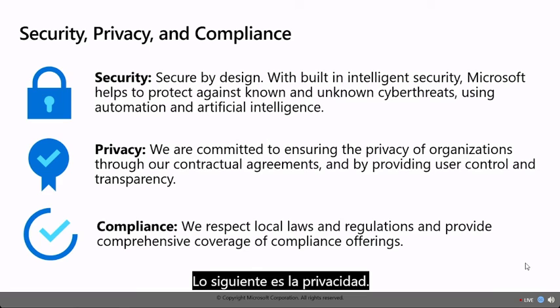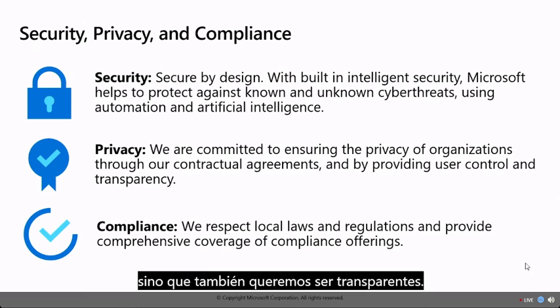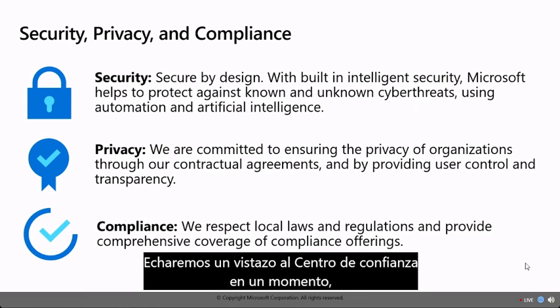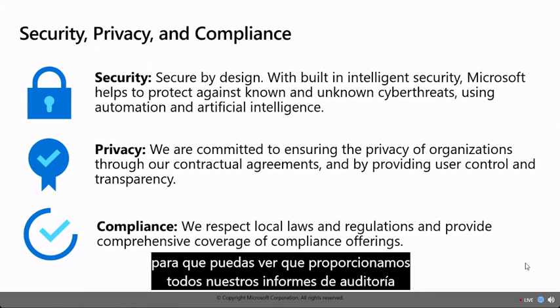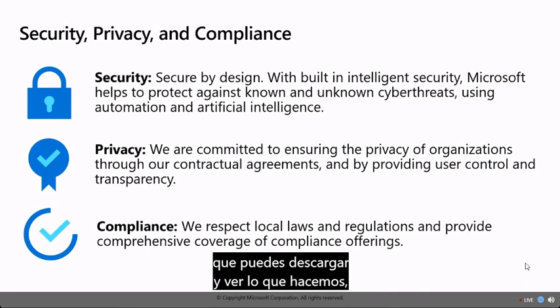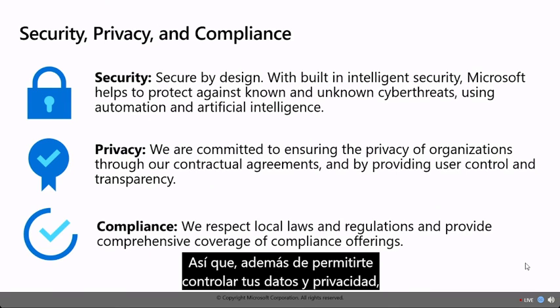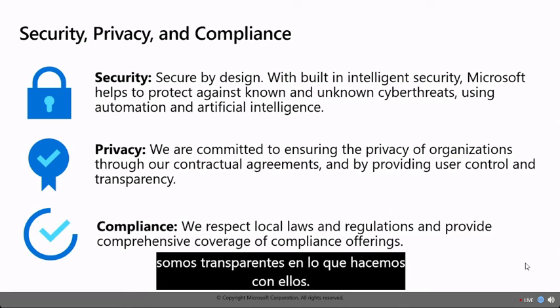Next is privacy. We want to make sure that not only are we meeting our contractual obligations to you, but we also want to be transparent. And we'll take a look at the Trust Center in a little bit, so that you can see we provide all of our audit reports, which are third-party audit reports that you can download and see what we're doing, along with other resources. So not only do we want to give you control over your data and provide you with that privacy, but we're transparent in what we're doing with it.